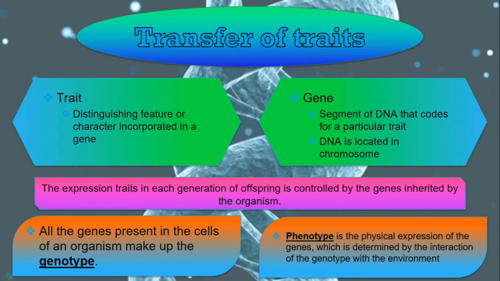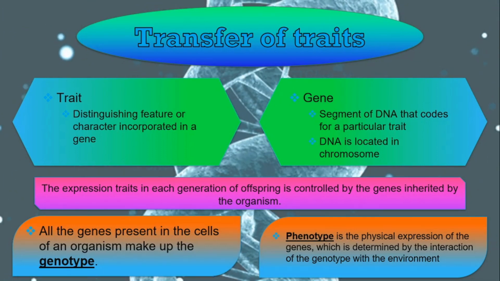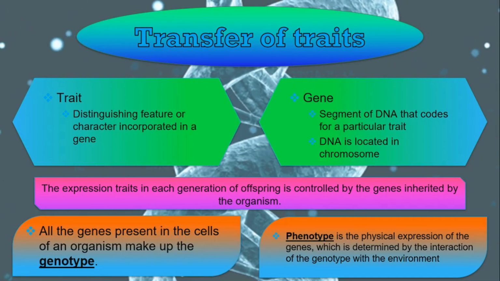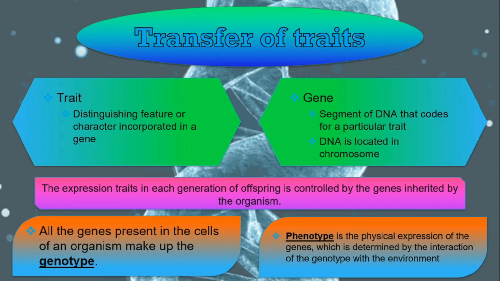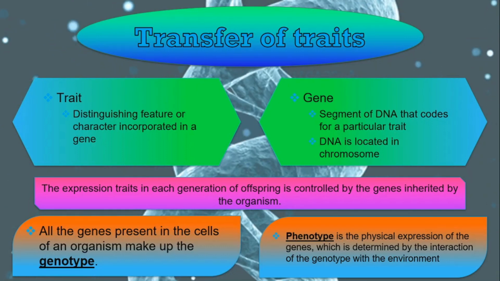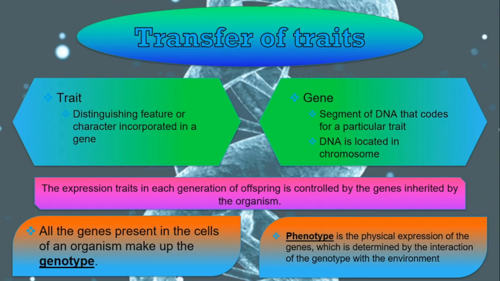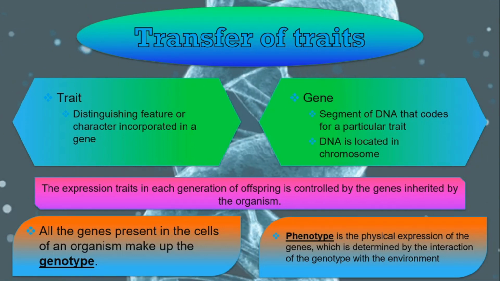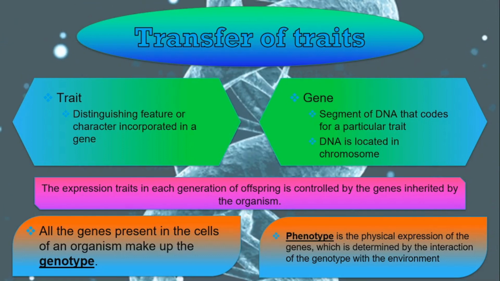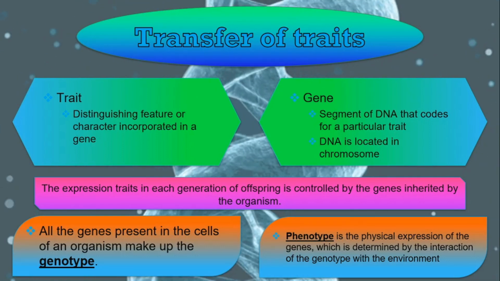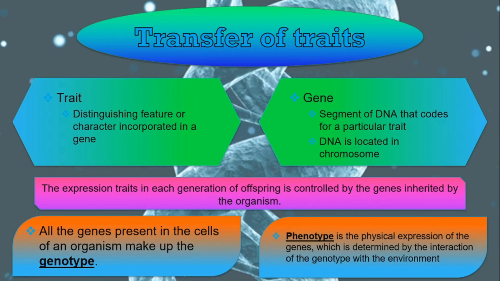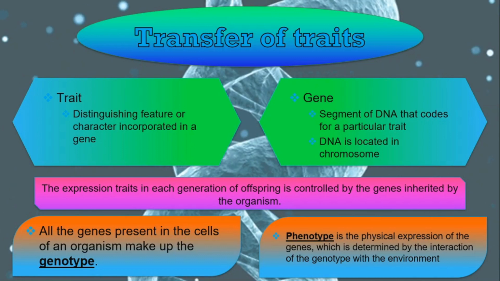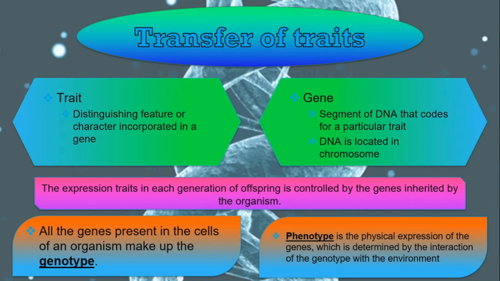It can be expressed in two ways, the genotype and the phenotype. All the genes present in the cells of an organism make up the genotype, while the phenotype is the physical expression of the genes, which is determined by the interaction of the genotype with the environment. So what we see in an individual is literally the phenotype, while the genotype is what makes that appearance look like that.